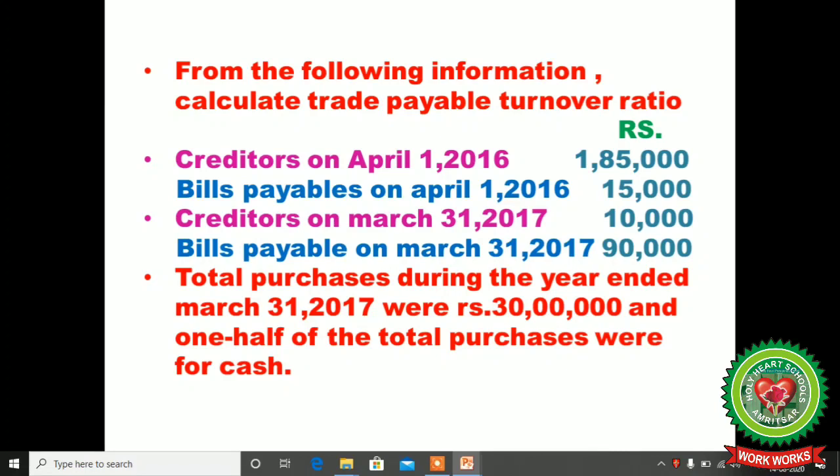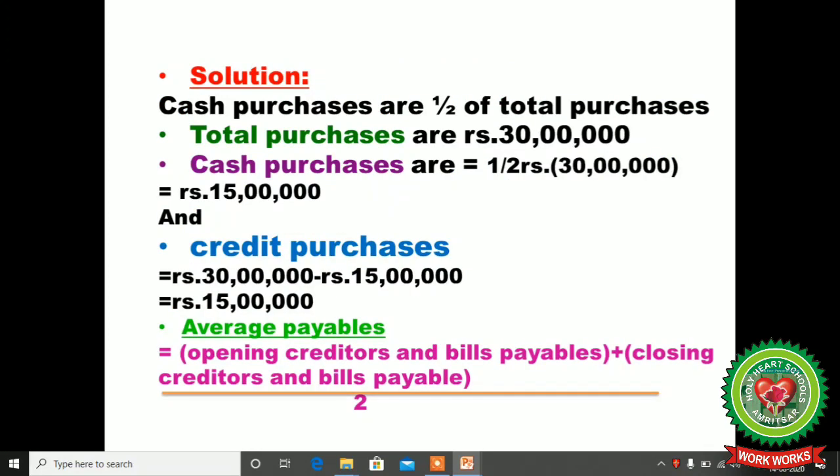So practical problem: from the following information, calculate the trade payable turnover ratio. Creditors opening and closing, bills payable opening and closing are given. Total purchases during the year ending March are given to you, that is 30 lakh, and 1/2 of the total purchases were for cash. How to find the solution? Cash purchases are half of the total purchases, so half of 30 lakh is 15 lakh. Credit purchases are 30 lakh minus 15 lakh, so 15 lakh is your credit purchases.